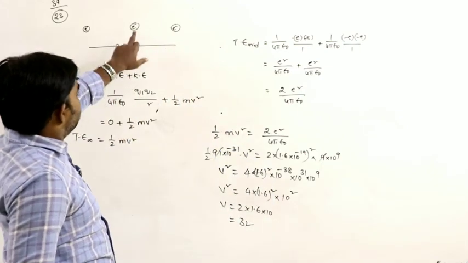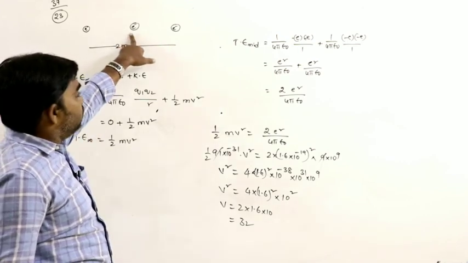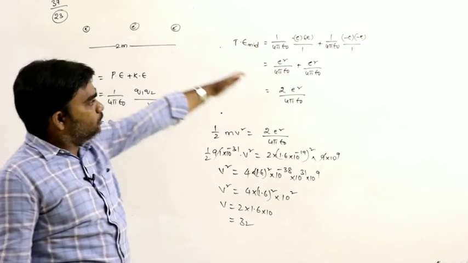So if the electron is at infinity, only kinetic energy is there. When it reaches the midpoint, it comes to rest. Comes to rest means velocity is 0. So that means only potential energy.